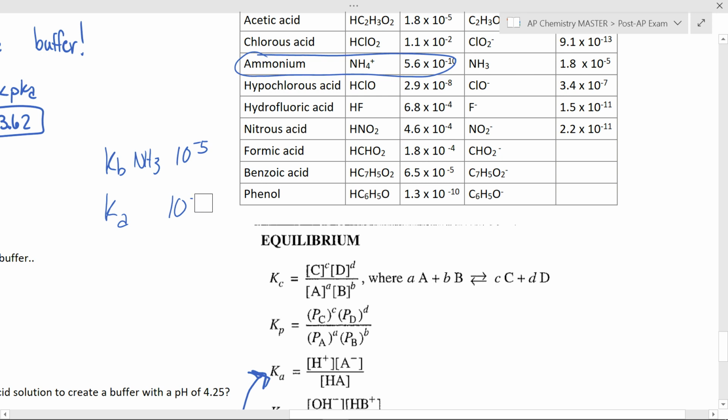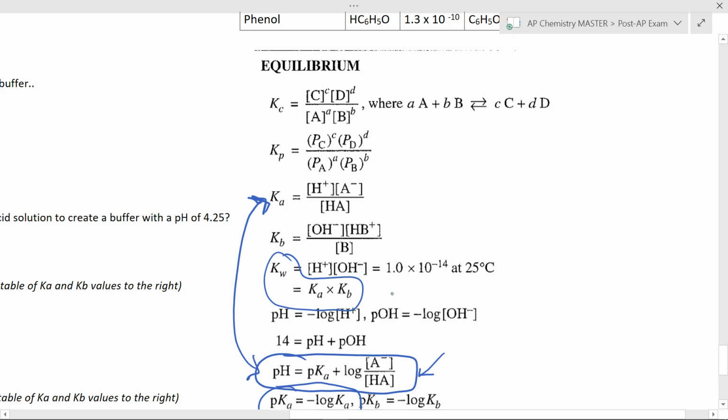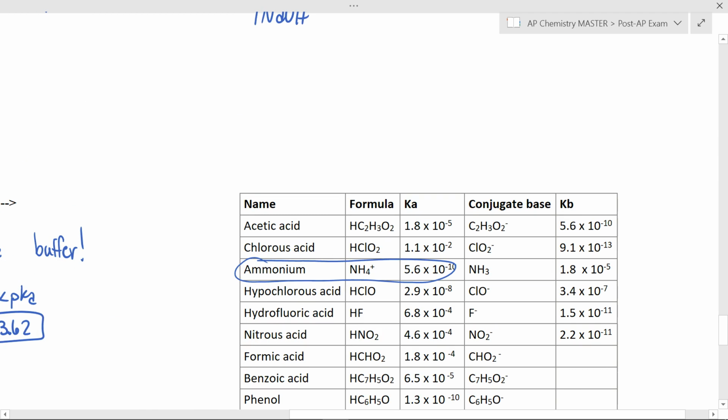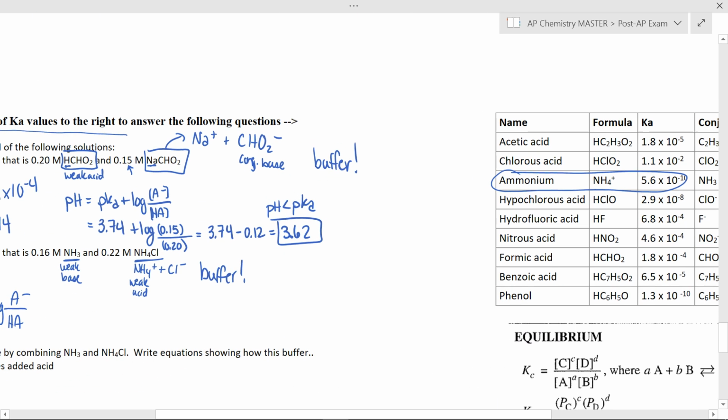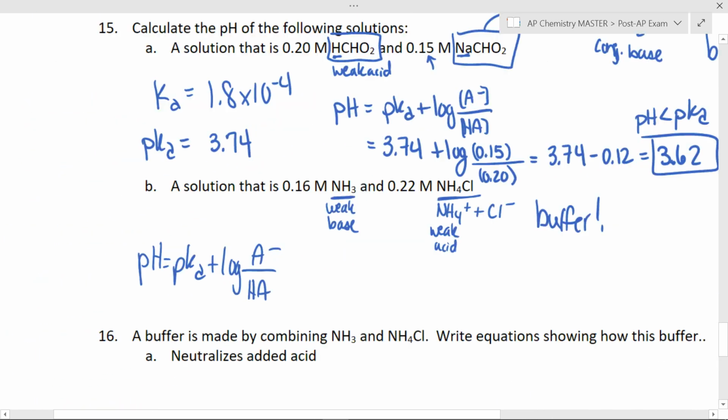So just so you know, in case they don't give you the Ka, you can always use this relationship to find what you need. Ka times Kb equals Kw. What's Kw? It's this right here, 1 times 10 to the negative 14. This is all on your equation sheet. You don't need to memorize any of this. So there we go. But this time I'm given the Ka, it's 5.6 times 10 to the negative 10.